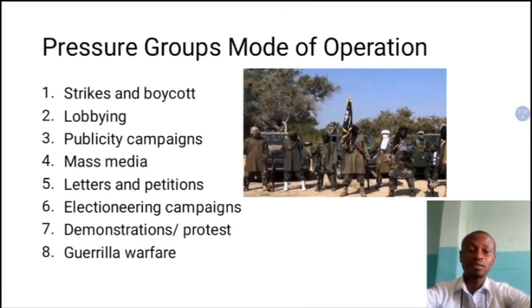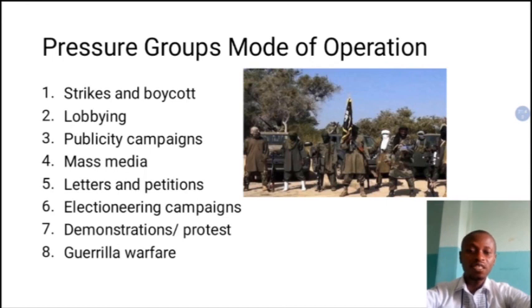Now, letters and petitions. They can write letters, petition the government, give ultimatum, and the government will respond. They can also engage in an electioneering campaign. They can decide to mobilize people to support a particular political party that they know that if it gets to power, it will protect their cause. It will attend to their needs. Electioneering campaigns. So it's a method pressure groups use in achieving their aims.